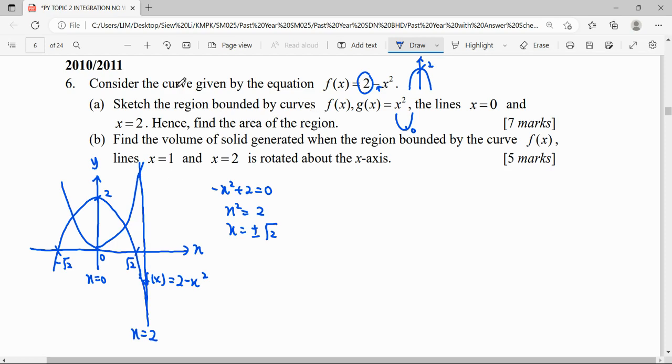Then the region bounded by f(x) and g(x). So f(x), g(x). So this region is bounded, and then x equals 0. So here we start with x equals 0. So we can see this area. Actually, we can see it vertically, which means we can find this area by using dx. So vertically, you can see graph to graph until x equals 2.